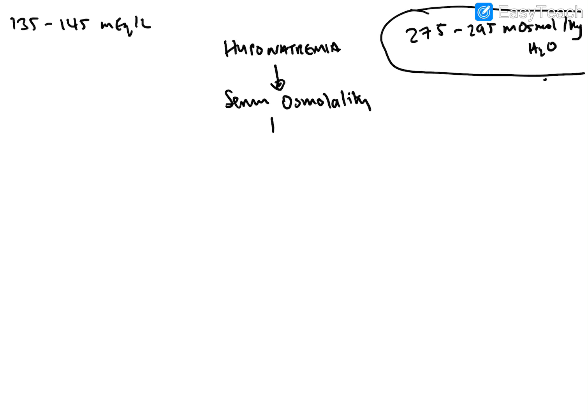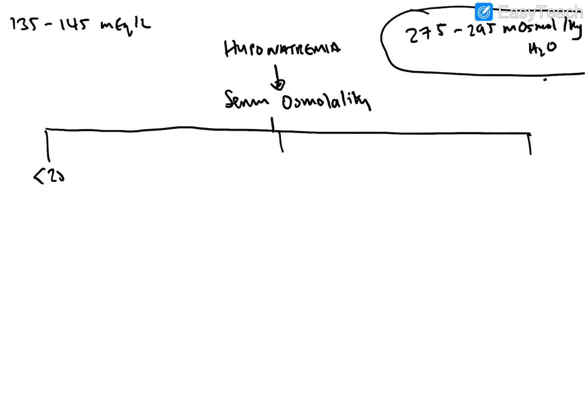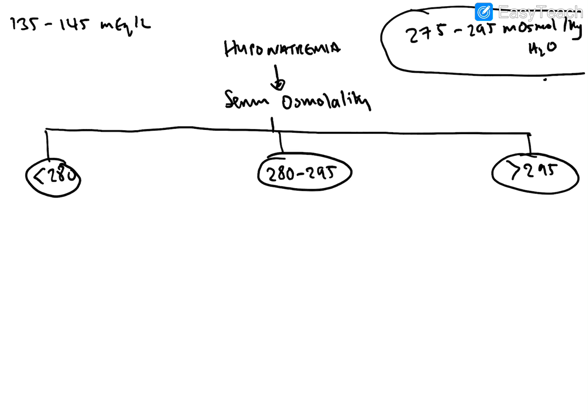Now, once we figure this out, we can divide it into three ranges. Okay, so where your serum osmolality is less than 280, between 280 to 295, and above 295. Okay, so let's start with the more straightforward ones. So once we have categorized it this way, we can term this hypotonic, isotonic, and hypertonic. Okay, so we're looking at the tonicity.